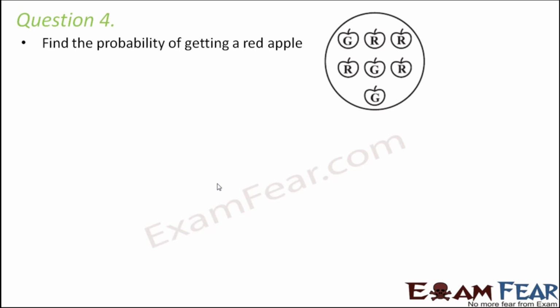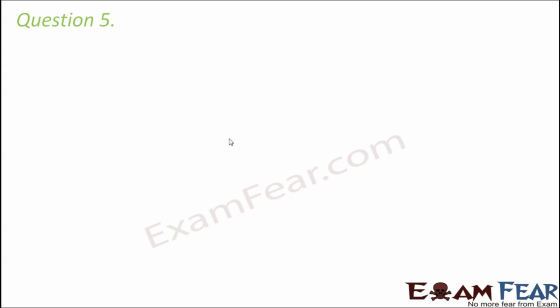Question number 4. Find the probability of getting a red apple. Here in this picture you see that there are a few red apples and a few green apples. So what is the probability of getting a red apple? Basically, what are the total possible outcomes? Total how many apples are there? 1, 2, 3, 4, 5, 6, 7. So the total possible outcomes is 7. And how many apples are red? 1, 2, 3, 4. So 4. So the probability of getting a red apple is 4 by 7.